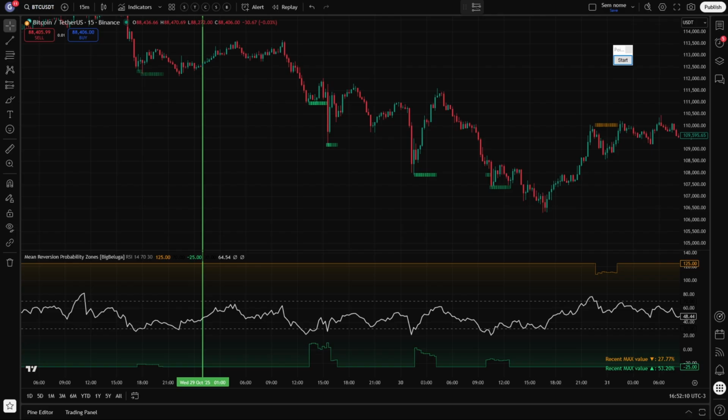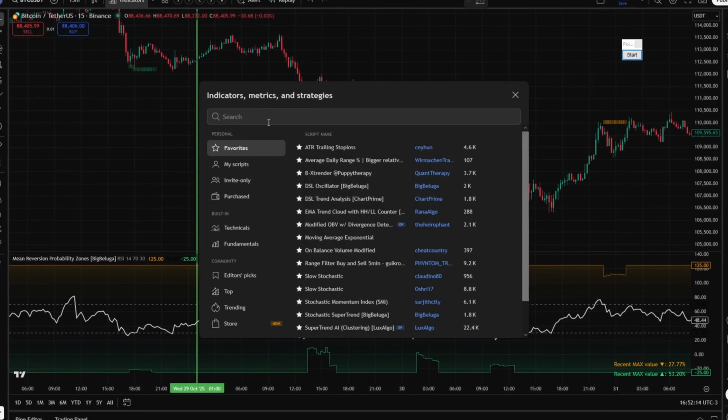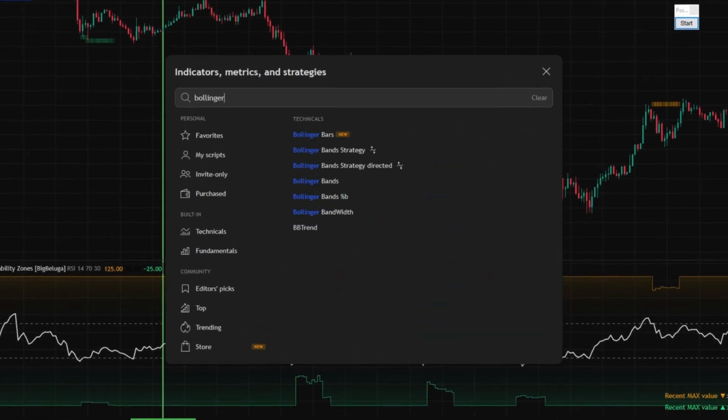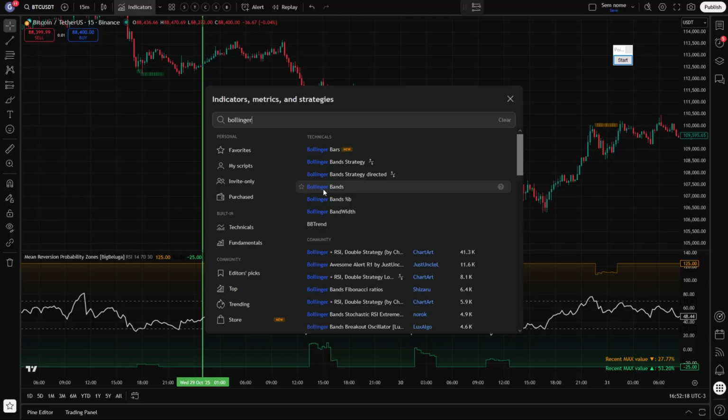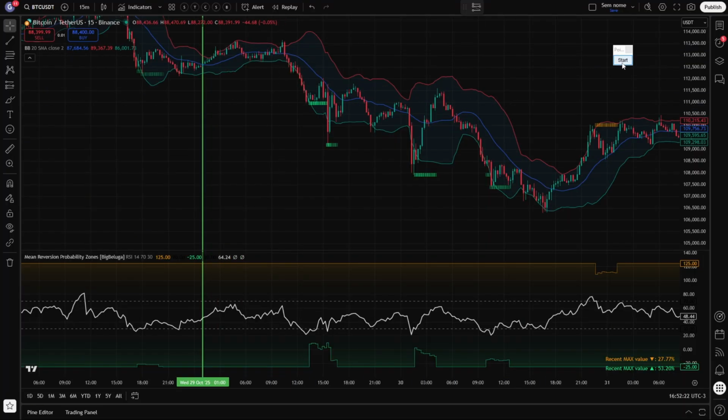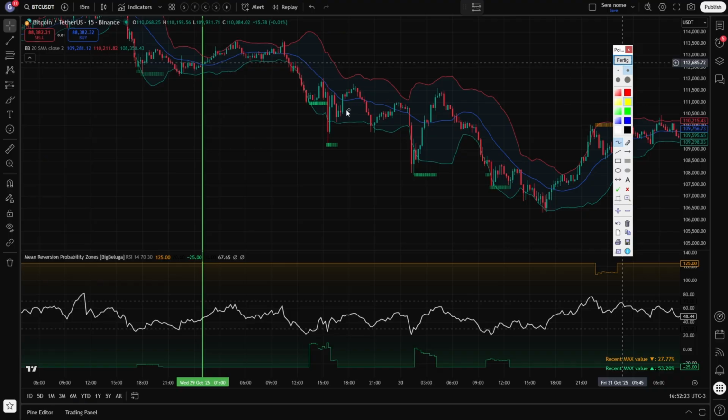I use it in conjunction with Bollinger Bands, so let's navigate to the indicators section and search for Bollinger. And right here, this option Bollinger Bands will show up. We click on it and our Bollinger Bands will emerge, which clearly indicate when the price has extended significantly both downwards and upwards, making contact with the bands.